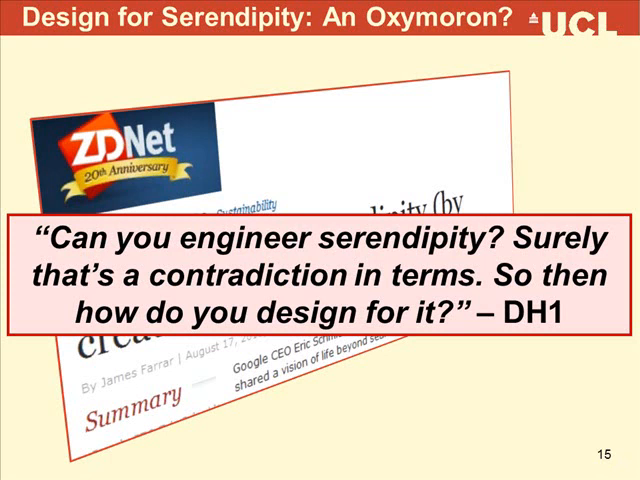Consider a system that recommends interesting and surprising people to meet, or books to read. This might take some or all of the unexpectedness and insight out of making a serendipitous connection. Some people might perceive suggestions that lead to a valuable outcome to be serendipitous, others might not. One of our interviewees asked herself, "Can you engineer serendipity? Surely that's a contradiction in terms. So then how do you design for it?"